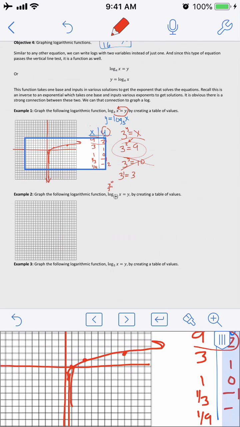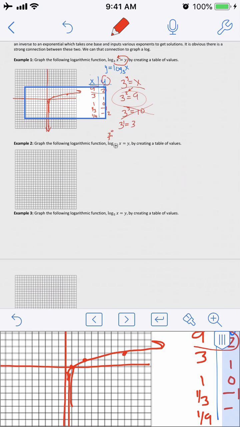Alright, we have our logarithm. It always kind of splits the y-axis. You're going to see later, in the next example, it could be flipped over the x-axis, but it's always going to be kind of on that side. Okay. Sweet, let's do another one.